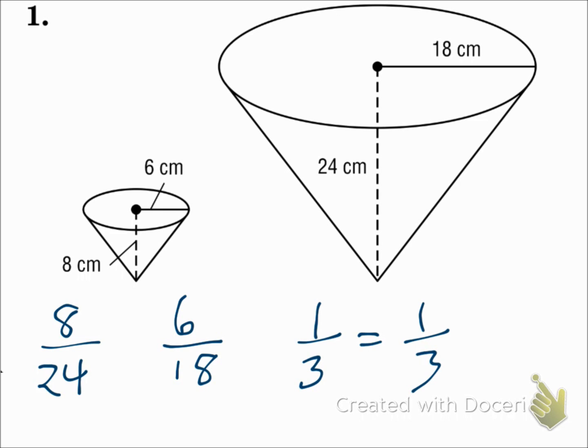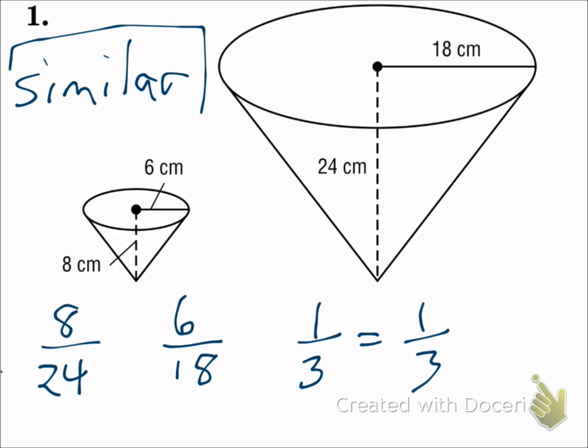Which means that the two cones are similar. So they are similar because their corresponding parts are proportional, and the scale factor is this reduced fraction of 1/3. So match their corresponding parts. Make sure your fractions are organized. I did left over right for the height, and then left over right for the radius. If they're proportional, they're similar. If they're not, then they're not similar.